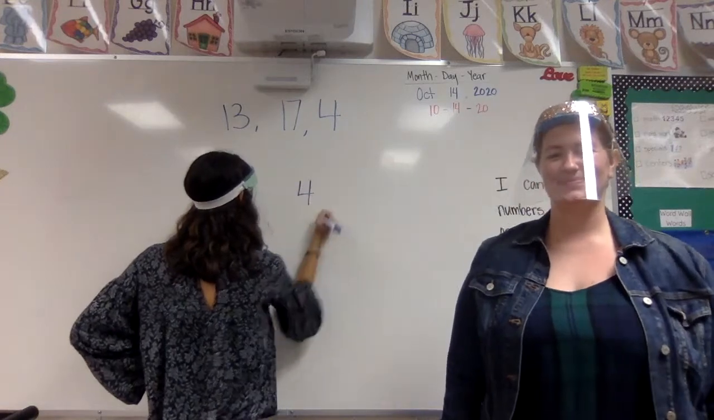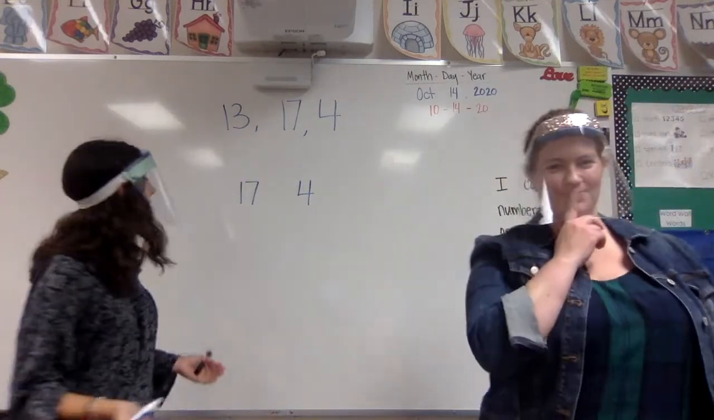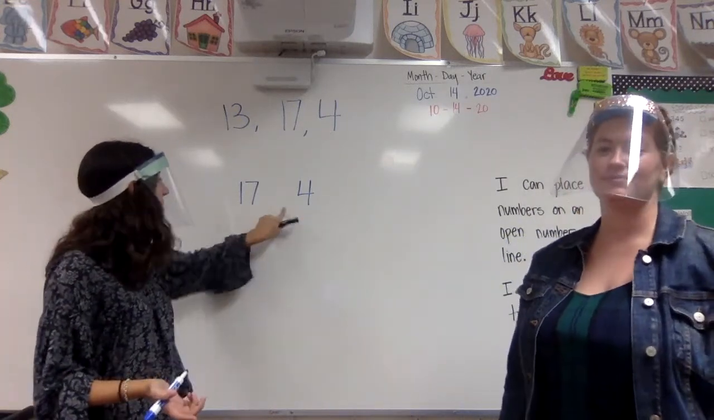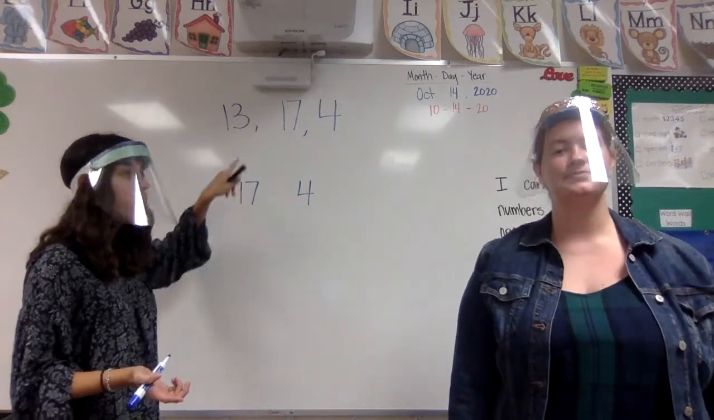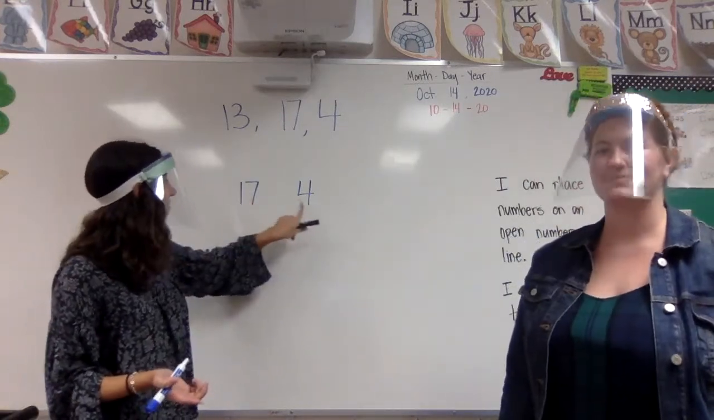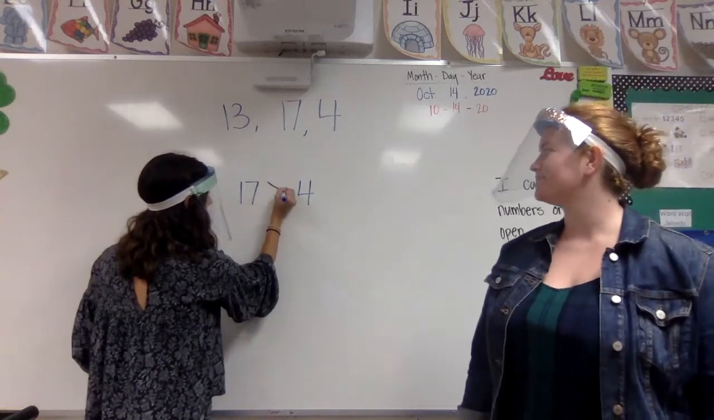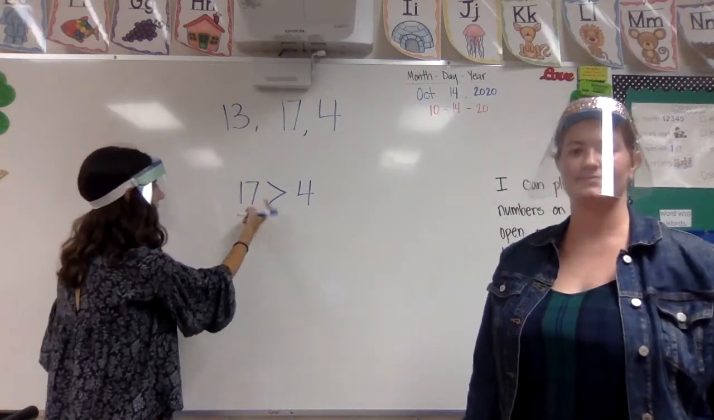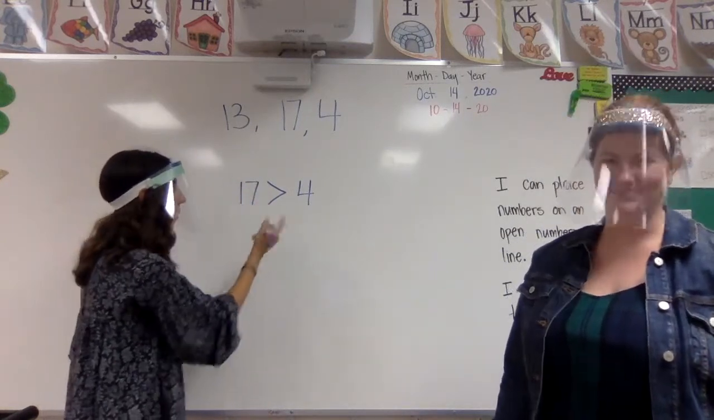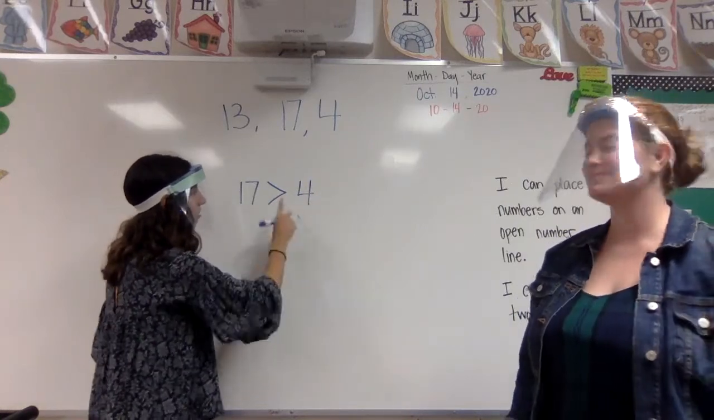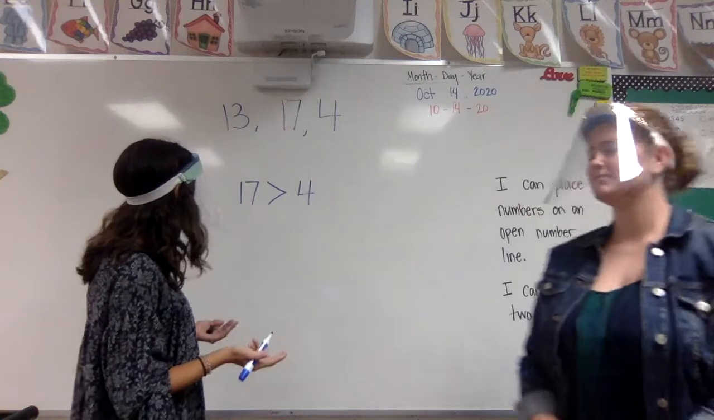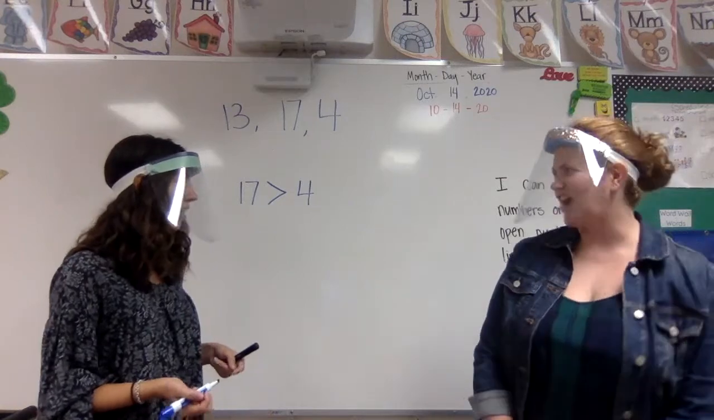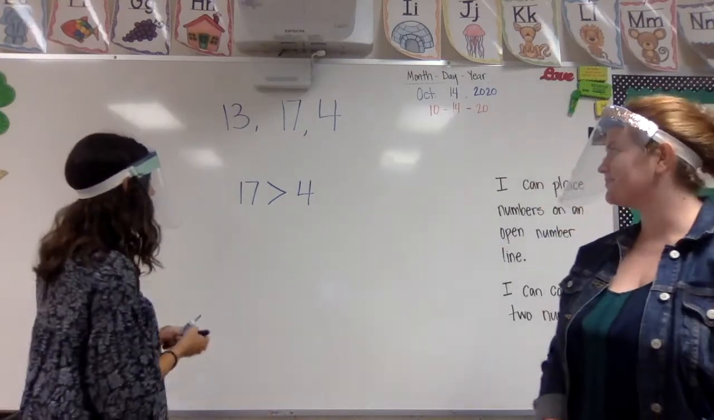Okay, 17 and 4. Well, looking at these numbers, I can tell that 17 has a number in the tens place and 4 doesn't. So 17 should have more or be greater than 4. So I'm going to need my greater than symbol. Remember, the bigger side, the open side, is facing towards the 17 because it's the greater number. And the smaller end is facing towards the 4 because that's the least. And I would just read this: 17 is greater than 4. Good job. Thanks.